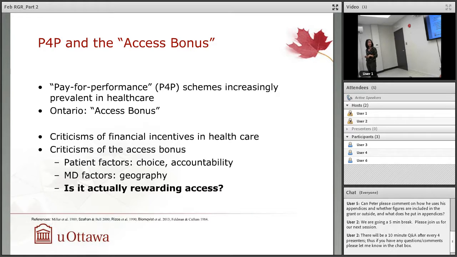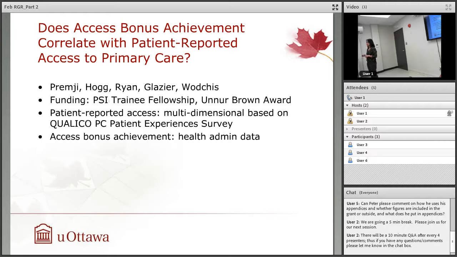But there are a lot of criticisms of financial incentives in healthcare, including unintended negative consequences and poor evidence that it actually works to improve quality of care. And there's also criticisms of the access bonus in particular, in that you cannot force your patient to go to their own family doctor. They have choice in our healthcare system. Physician factors, if you live in a small town and there is no walk-in clinic anywhere, you're going to get your bonus. So it's difficult to know if we're actually rewarding access from this access bonus, and over $200 million has been spent on this bonus payment so far.